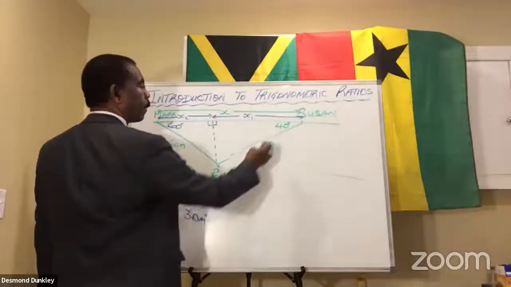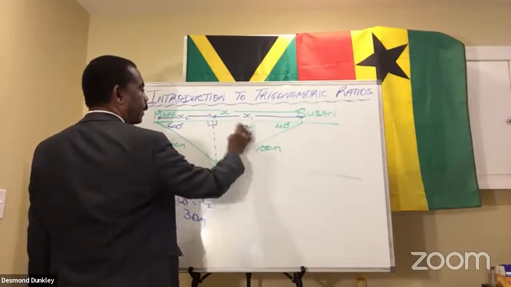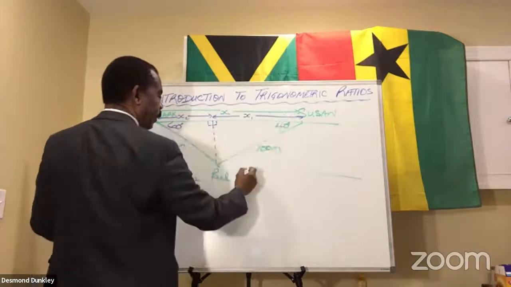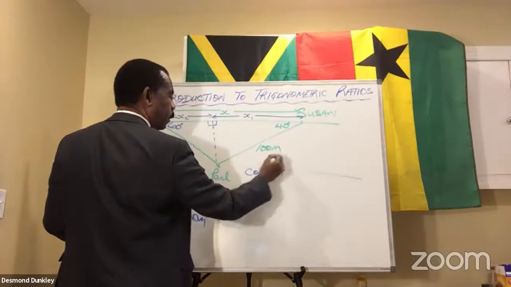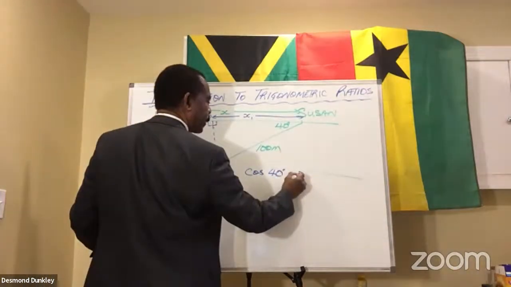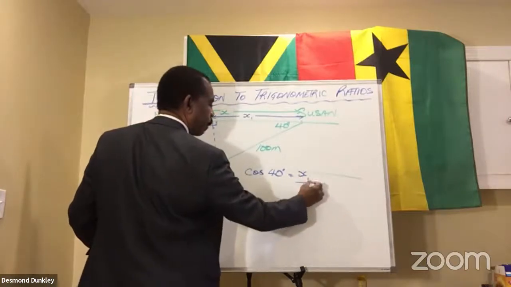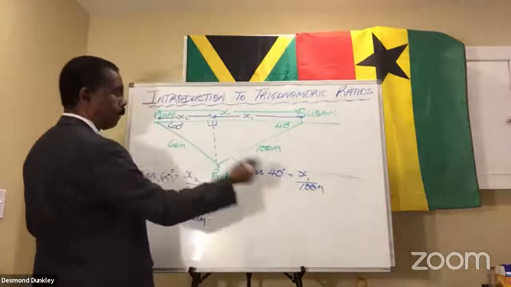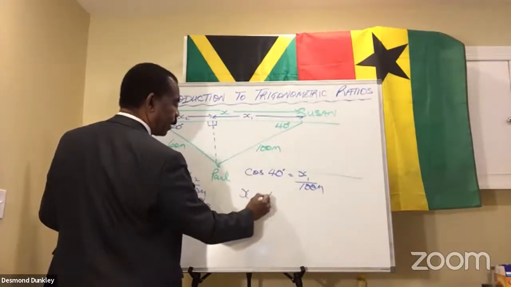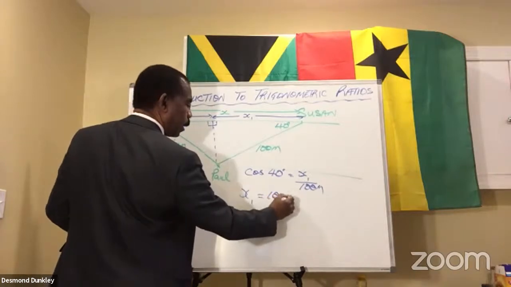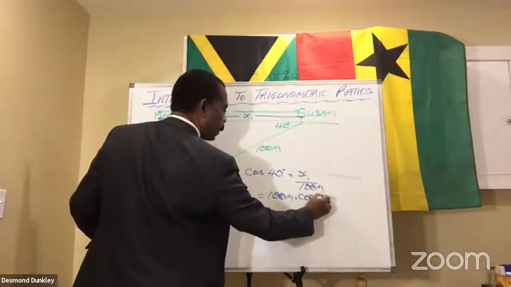Again, it's the same principle. Here is your angle. Here is your 90 degrees. So this is your hypotenuse. And this has to be your adjacent. So cosine 40 degrees is equal to x1 over 100 meters. So therefore, multiply both sides by 100 meters, we end up with x1 equal to 100 meters times the cosine of 40 degrees.